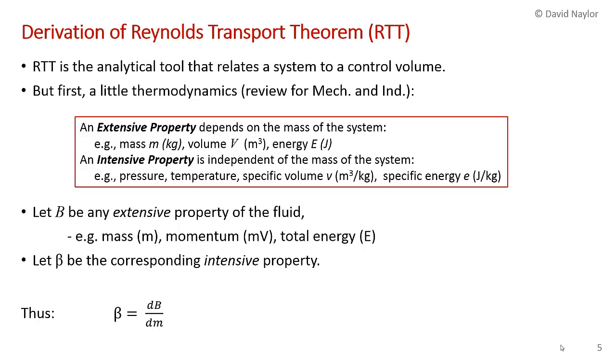So now, for the purpose of Reynolds Transport Theorem, we're going to let this capital B be a generic extensive property for the fluid. So it might be the mass, it might be the momentum mv, or it might be the total energy. Now, I'm trying my best to use the same nomenclature as the text, so you'll be able to relate this to what you read in the course textbook. In the course textbook, it uses the symbol beta as the corresponding intensive property. So beta is related to capital B in that beta equals dB/dm.